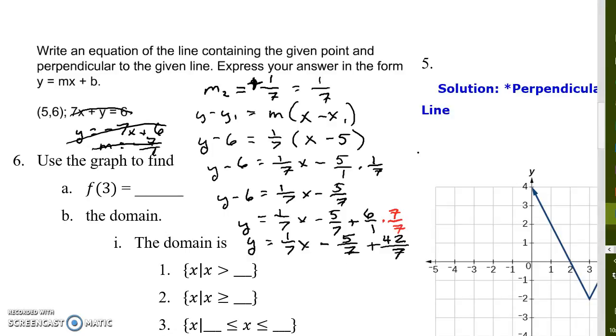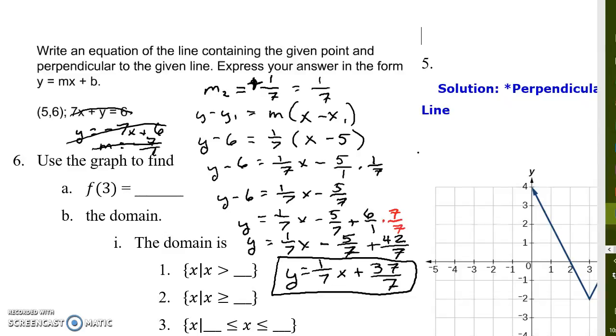That's supposed to be a little dash there and a 7 because I have the same denominator. So I can write y equals 1/7 x and combine my numerators. Minus 5/7 plus 42/7 is plus 37/7. And there isn't a common factor in 37 or 7, so that is a reduced fraction, and that is my answer for the second line. y equals 1/7 x plus 37/7.